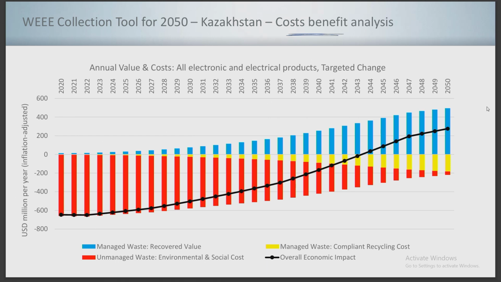At the same time, you're also going to recover more value. That's the blue bar. The blue bar indicates how much worth of copper, gold, aluminum and iron you are recovering in the formal systems, and this will grow. So the more e-waste you manage, the more value is retained within the country. But this also comes with another cost.